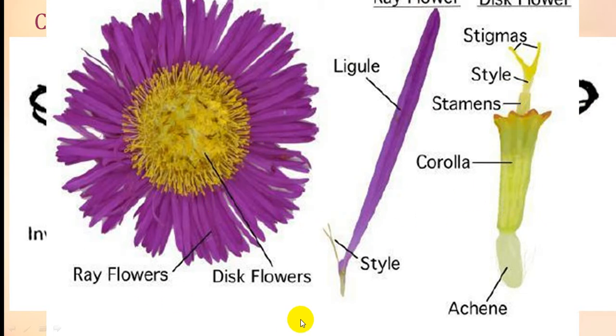The ones along the edge, however, have this special, here it's called the ligule right there. And then our style poking up right here. And these give the petals to the flower right there. Remember, those petals are going to be attractive to pollinators. They're going to have a scent to them that also attracts.